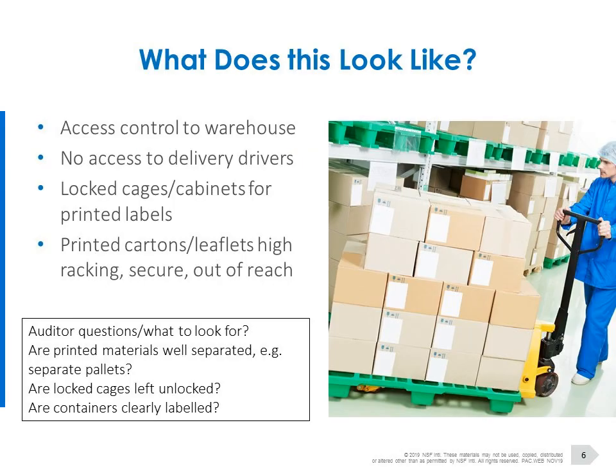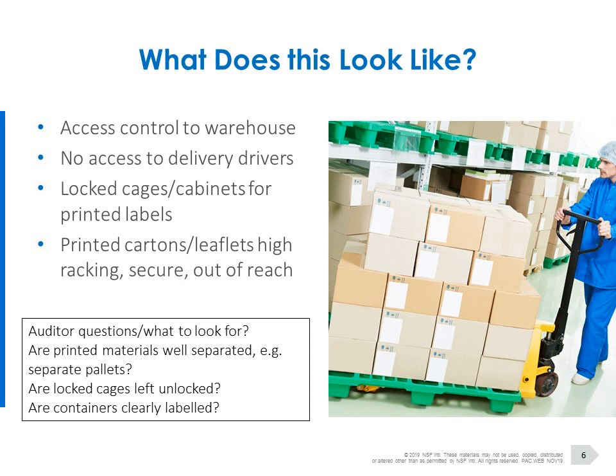So what does good look like? Once you know what the standards are, you also have to know what actually is okay and what's not okay. So if you look at the control of the secure storage, then you clearly need to have access control to the warehouse. Warehouses will receive many deliveries every day, but it's important that any delivery drivers coming do not have access into the storage areas. In many warehouses, you'll see locked cages and cabinets for printed labels, or perhaps printed cartons and leaflets in the high racking, secure and out of reach.